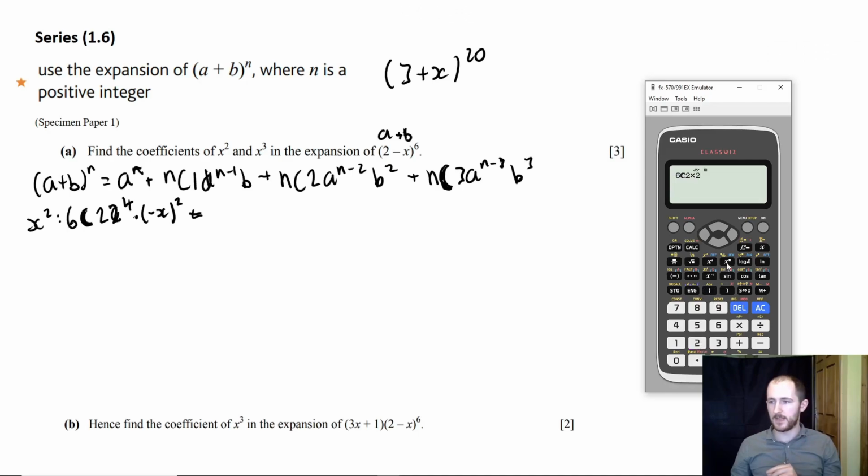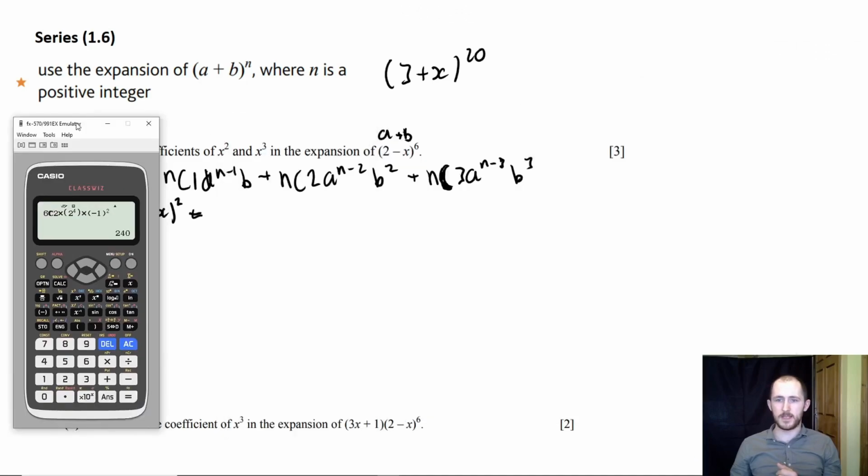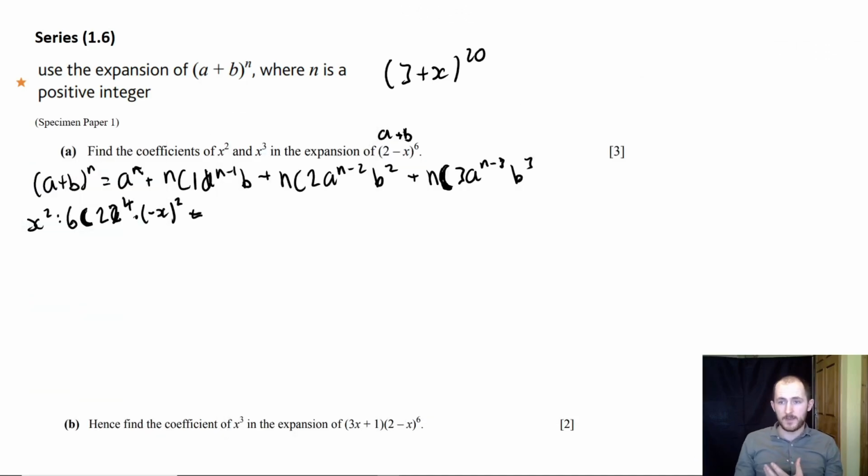Then we have 2 to the power of 4. I do like to put these in brackets, but again, you don't have to. I always put everything in brackets just to make sure. And then, obviously, I'm not going to put the x in, but we're going to put minus 1 squared. That's 240. So that whole third term is going to be 240 x squared, so the coefficient is just 240.